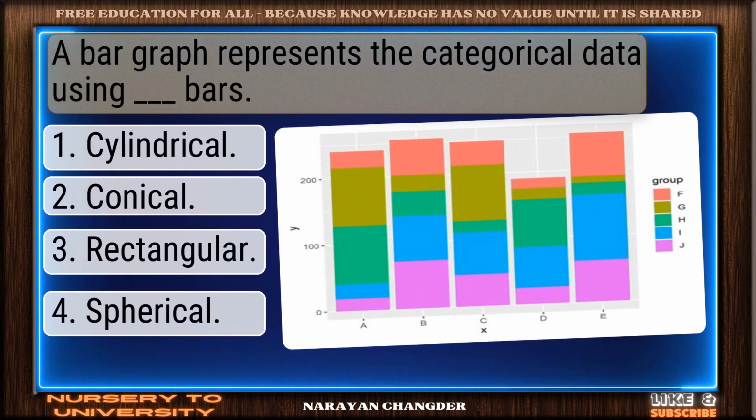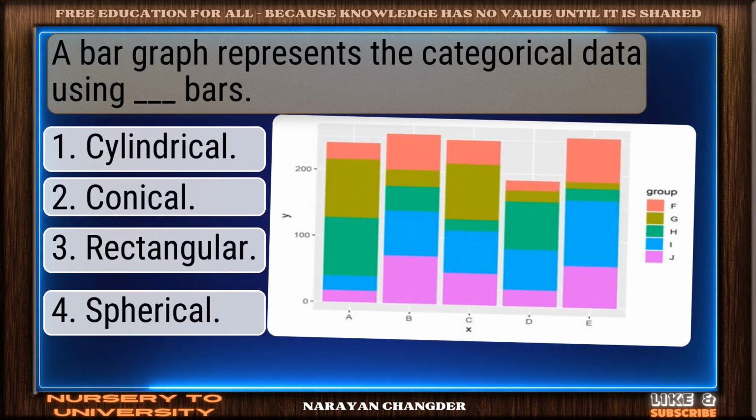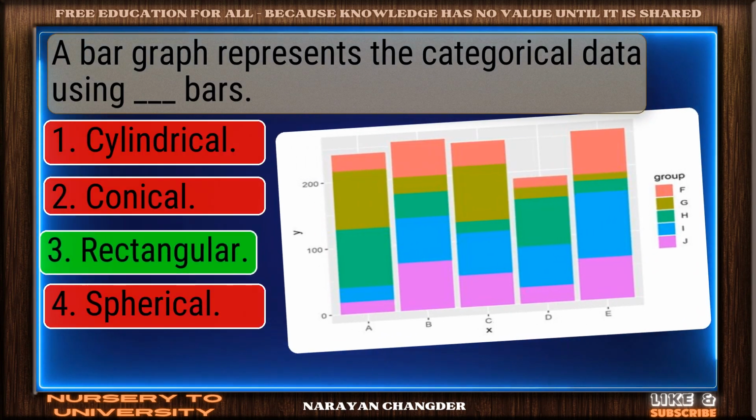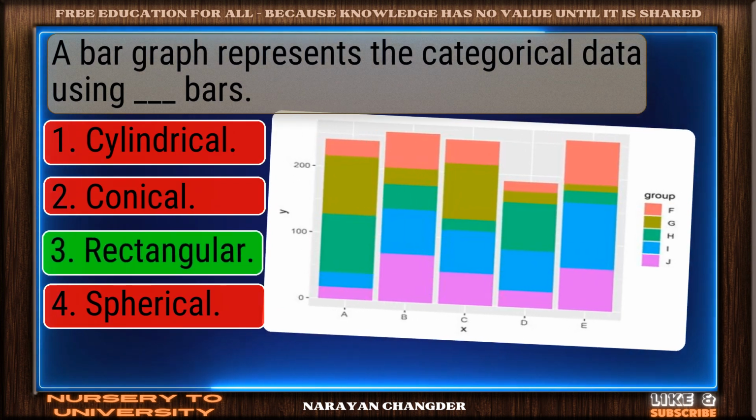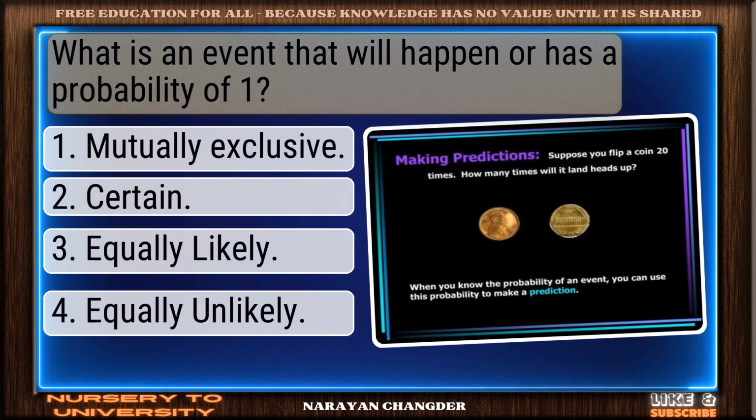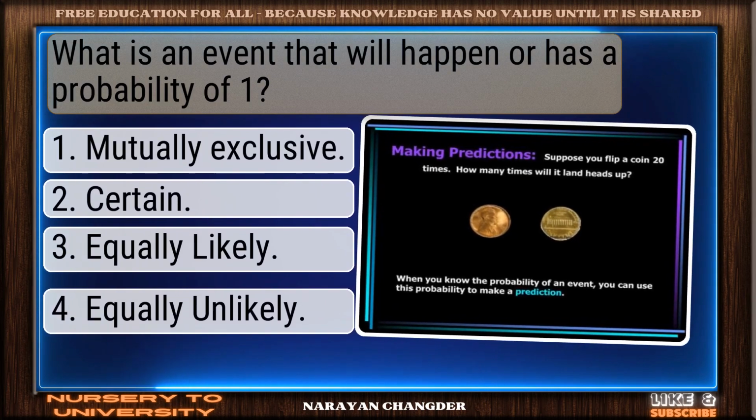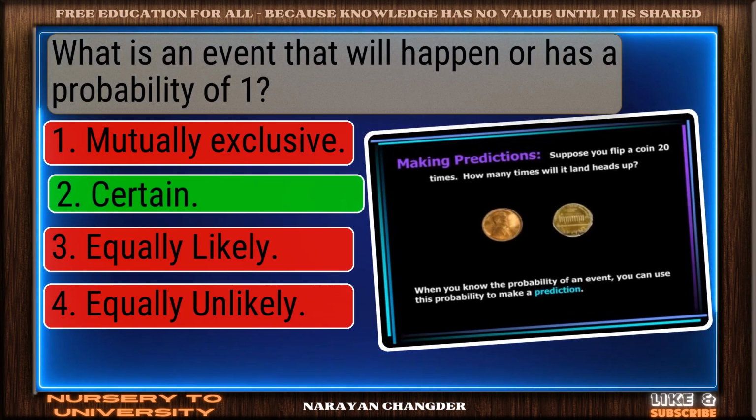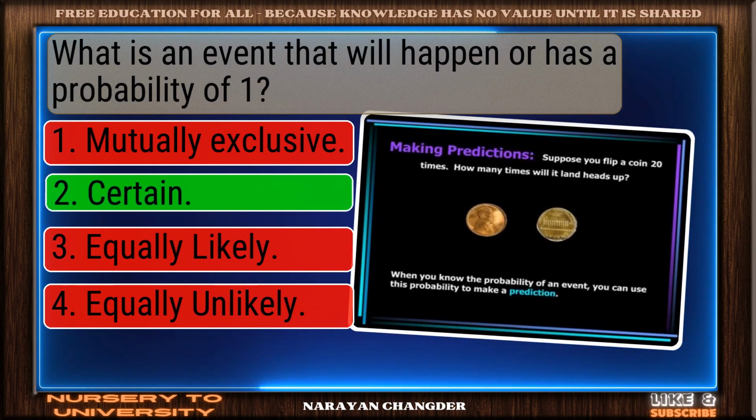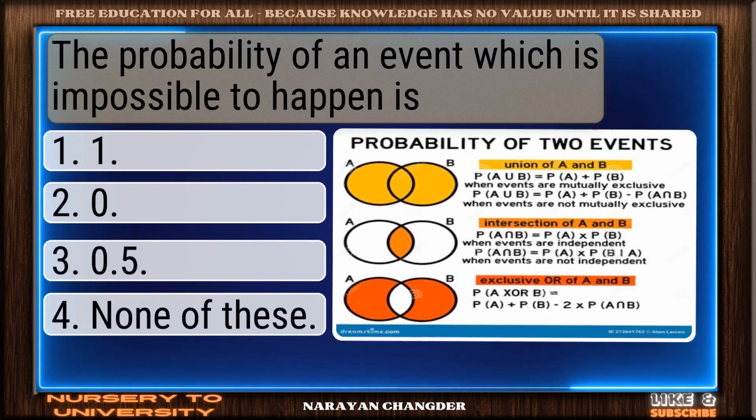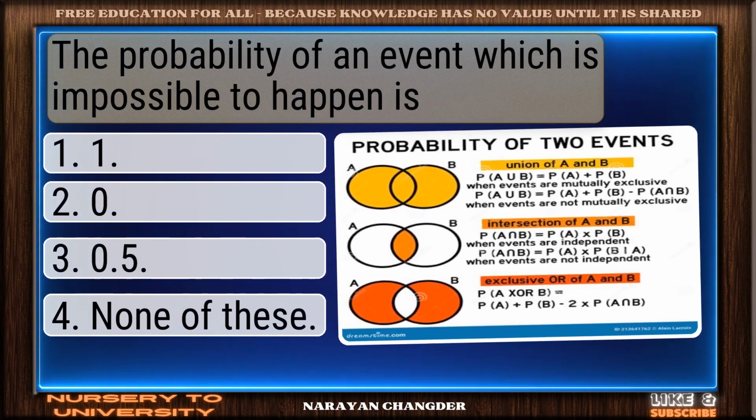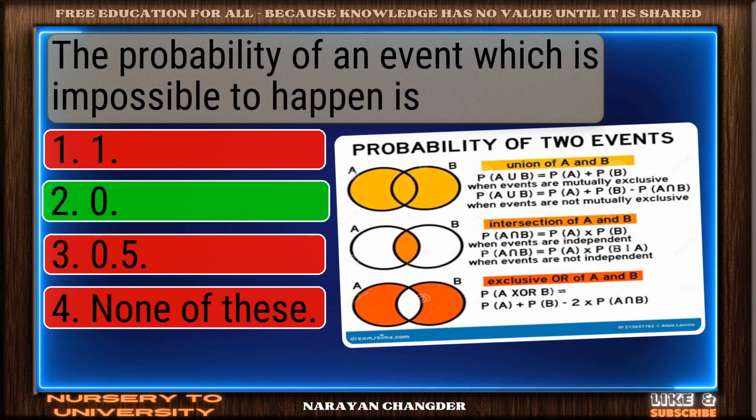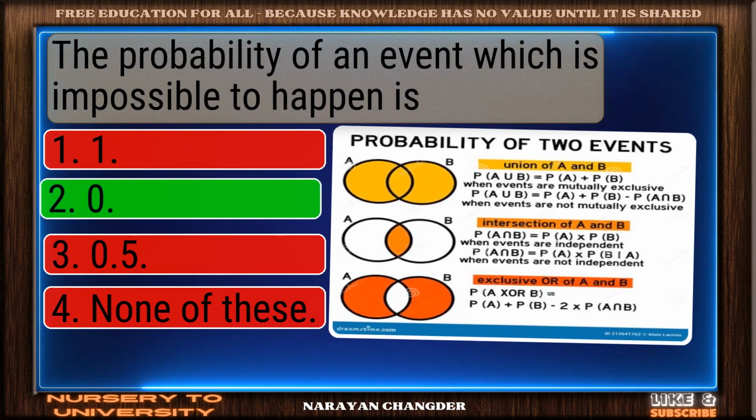Question number 116. A bar graph represents the categorical data using dash bars. Great thinking. Rectangular is the right choice. Question number 117. What is an event that will happen or has a probability of 1? Good thinking. Certain is the right answer. Question number 118. The probability of an event which is impossible to happen is? Clear logic. Your choice 0 is sound and 100% true.